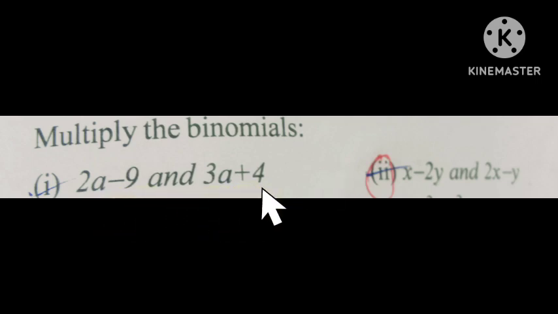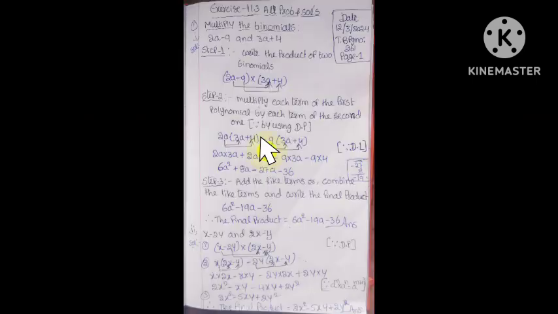First of all, I read the first problem: 2a minus 9 and 3a plus 4. This is the given problem. Here two binomials are given. Next, how to calculate the product. What is given? Two binomials are given. To find: multiply the binomials. Today we will learn the steps for these problems. Let's solve this problem.